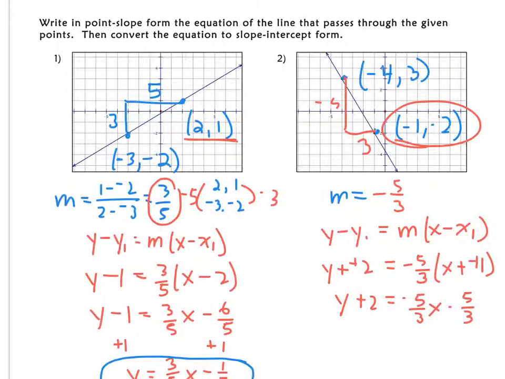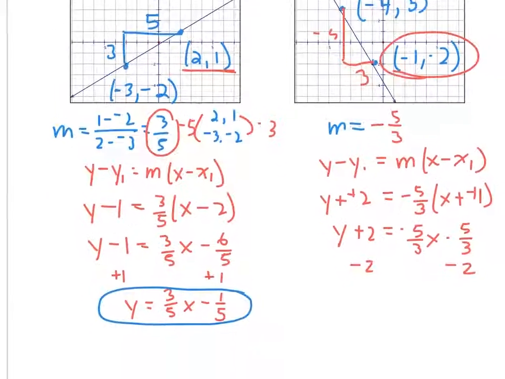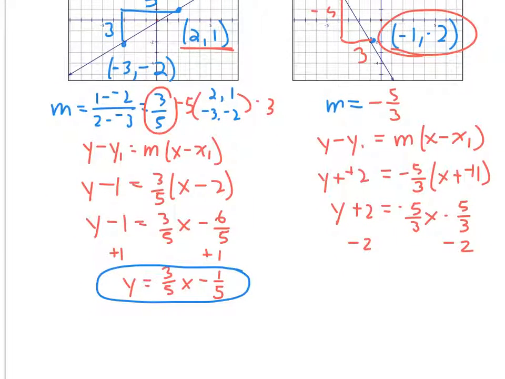Alright, next I need to subtract my 2 over. When I do that, if you have to use your calculator, feel free to use your calculator. You get y by itself when the 2's cancel, equal to negative 5/3 x, and then negative 5/3 minus 2 ends up equaling negative 11/3.